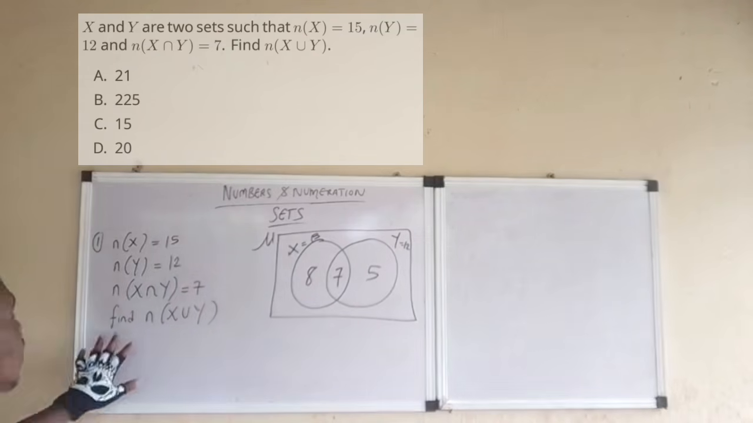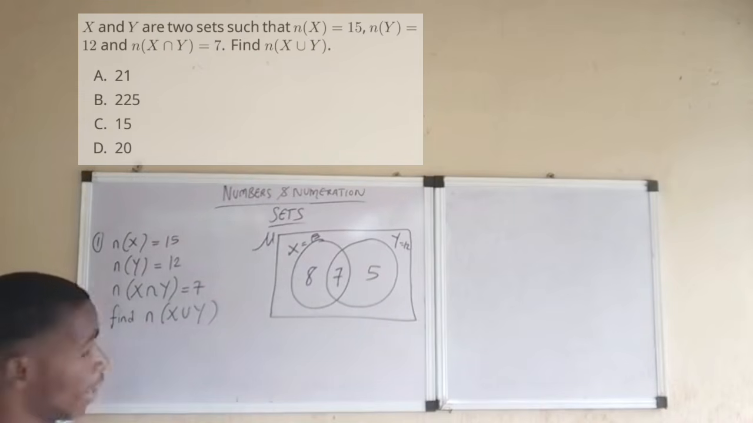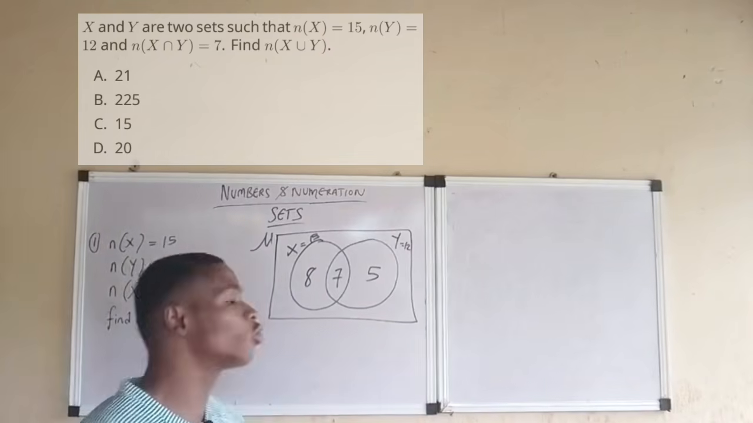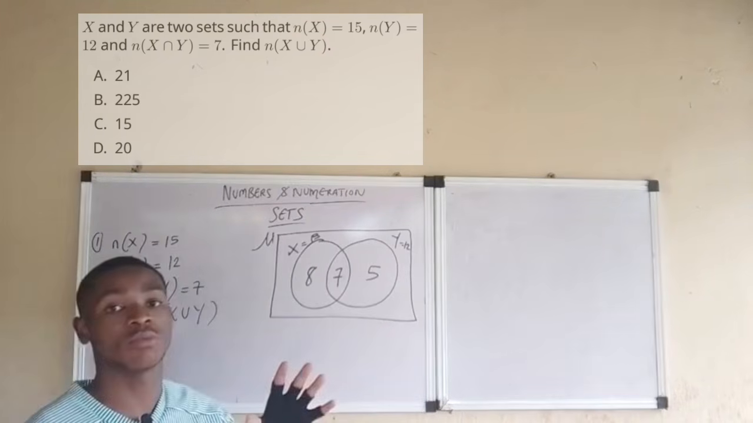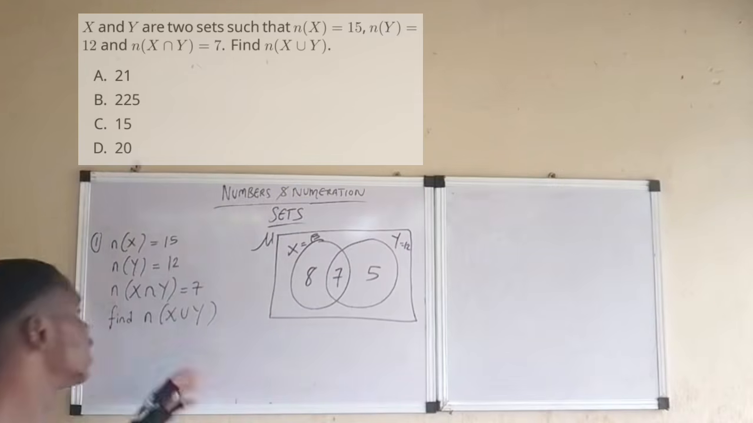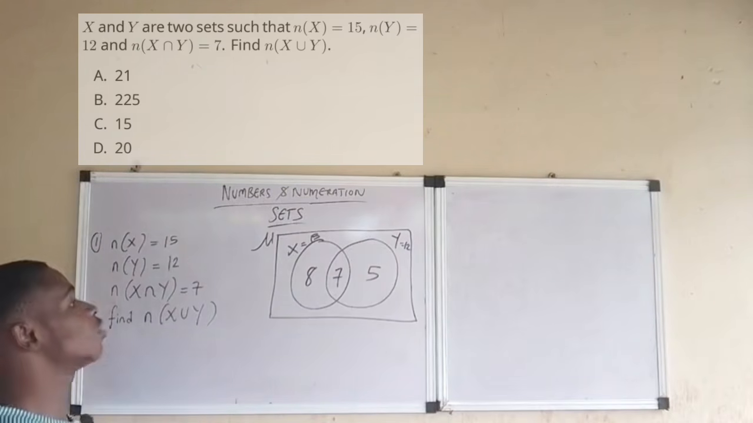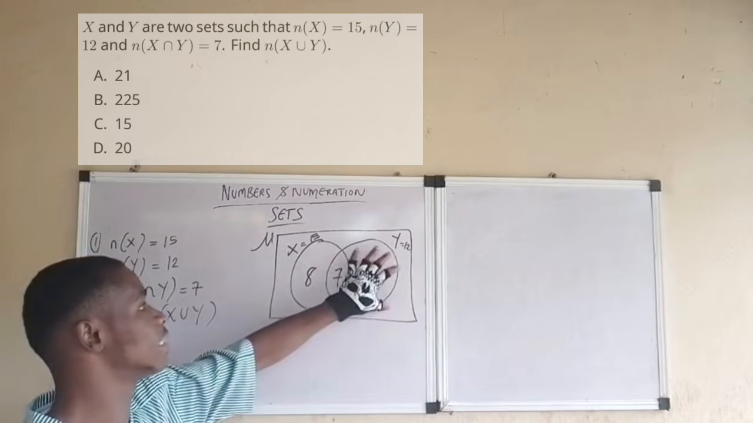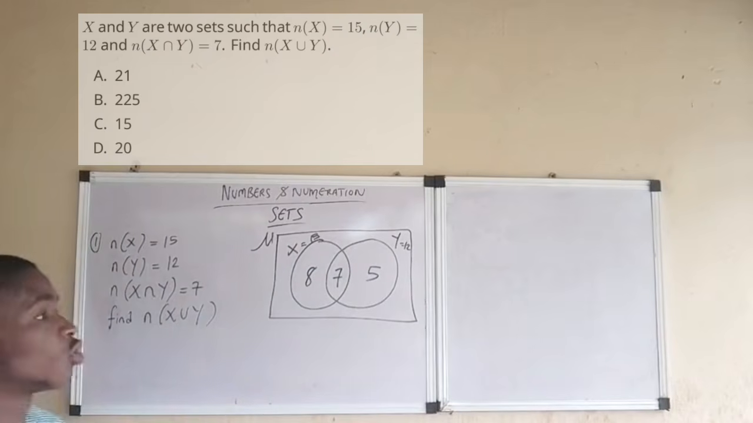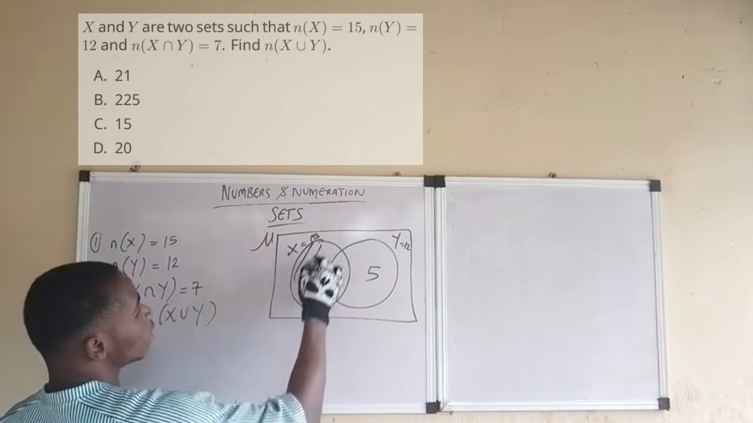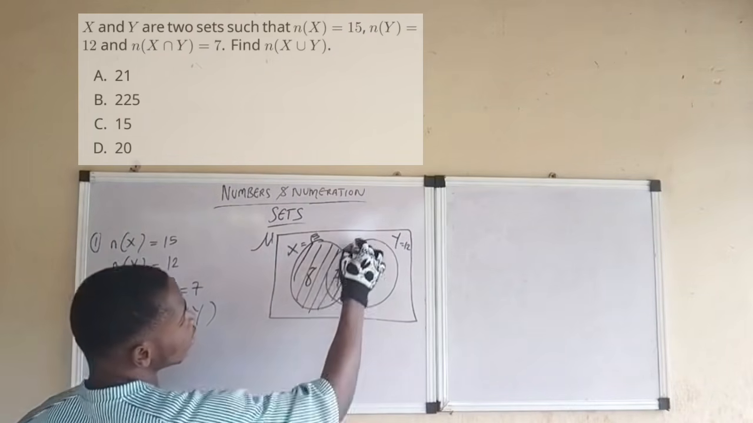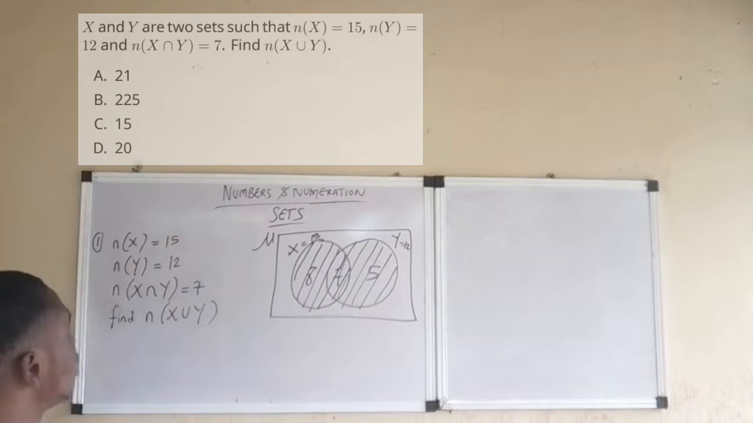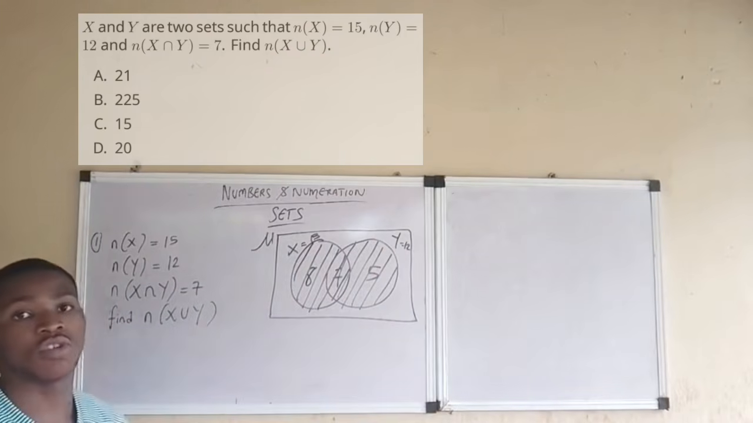Now the question says we should find the cardinality of X union Y. So they want us to find all the elements that you can find in both X and Y, and give them the value. How do you get the union of X and Y? The union of X and Y are all the elements that you can find in all of X and all of Y. Meaning all these elements that you are seeing here, add them together. So X union Y is all this shaded portion. Meaning the elements of X and Y, bring them together. That's X union Y.